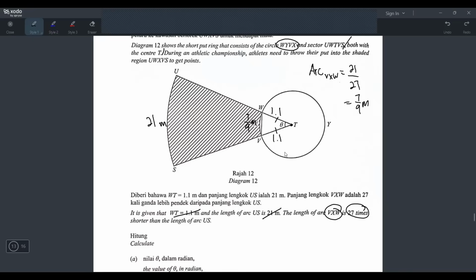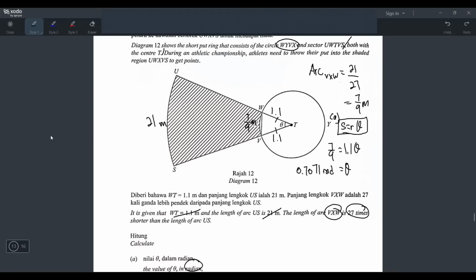Okay, now question A, they say what? Find the value of theta in radian. Okay, I'll do it here. How to find the value of theta? Yeah, I can use the S equals R theta formula. So easy. Because I have the arc already. The arc is 7/9, and then the radius is 1.1 meter, and then the theta, I can find it. Just move it over to divide. So I will press answer divide 1.1. I get 0.7070, okay, let's write in 4 decimal places, 0.7071 radian. Okay, automatically it is in radian already. Okay, done. So easy, yeah.